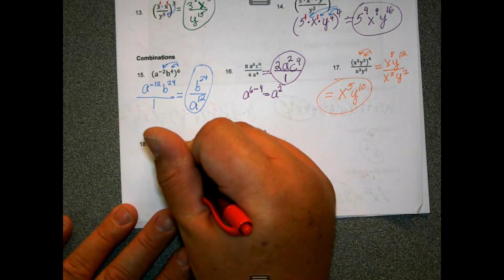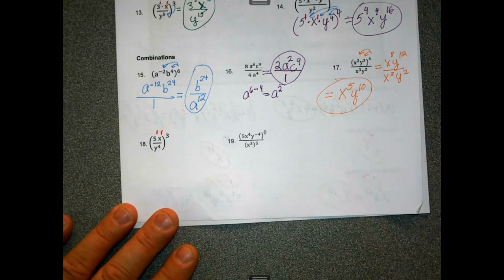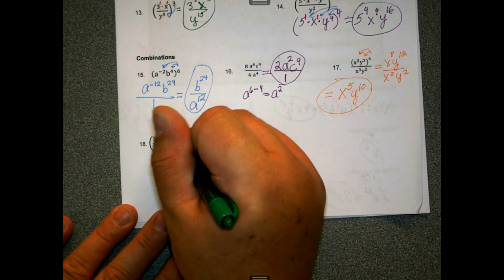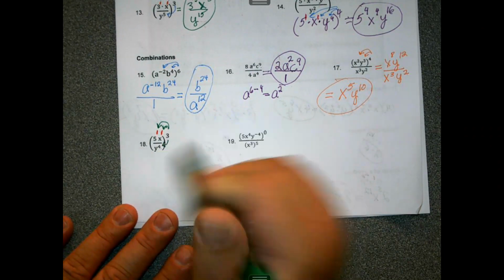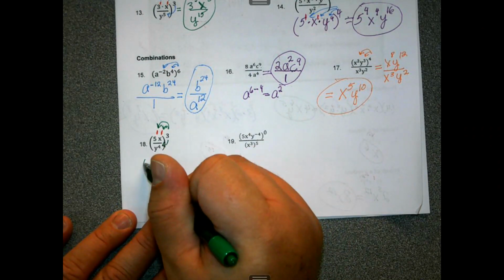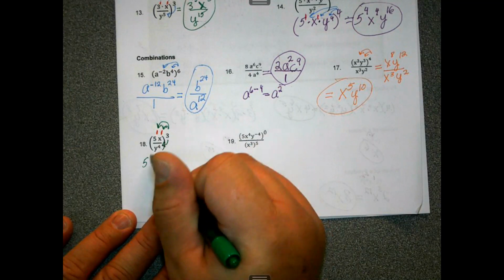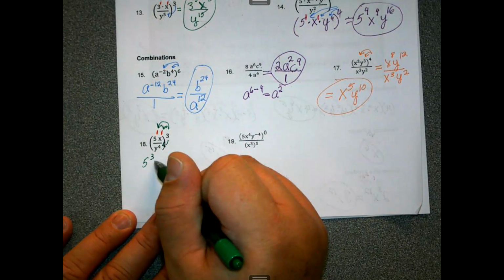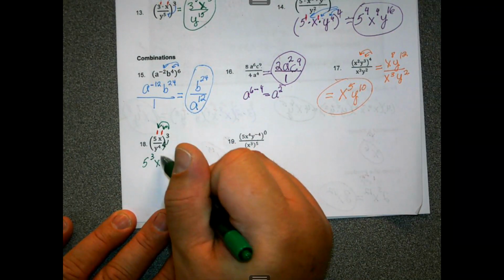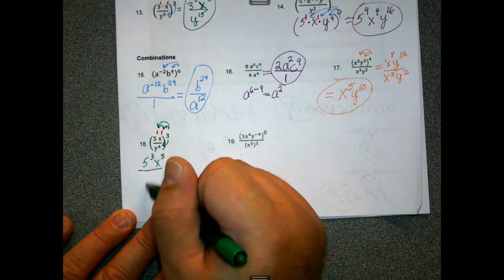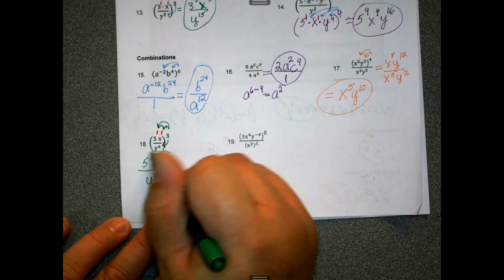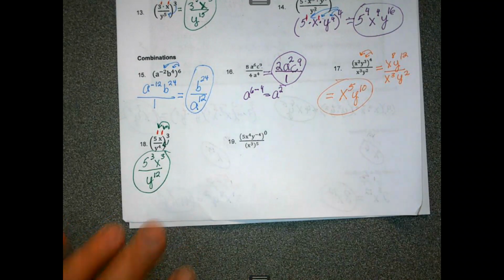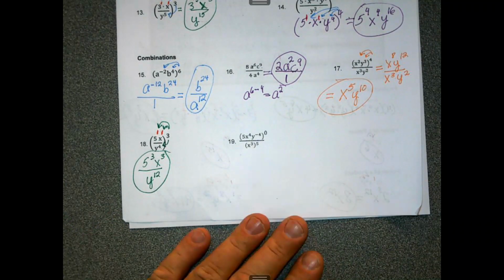Let's see, I'm going to put exponents of 1 there so I don't mess it up. Distribute that 3 throughout. So I have 5 to the 1 times 3 is 3. X to the 1 times 3 is 3. And y to the 4 times 3 is 12. No negative exponents to worry about. I'm done.